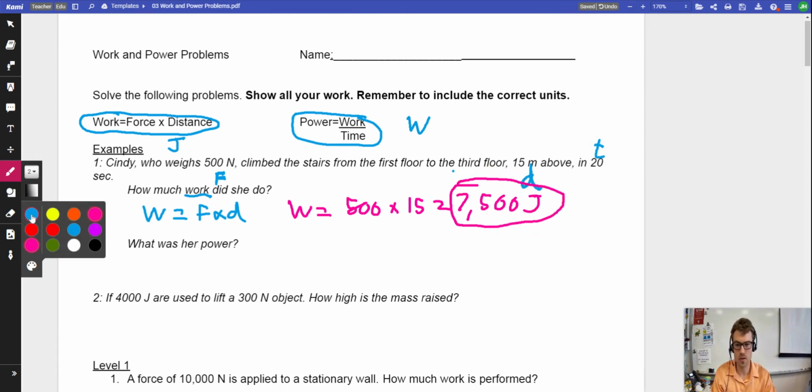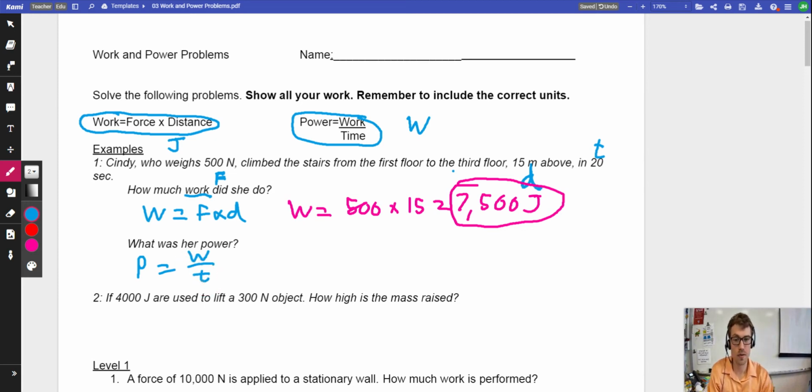So now for the second question, it says, what is her power? So let's refresh ourselves. Power is equal to work divided by time. Now, in the first time that we did these questions, we were struggling a little bit with solving for power, because a lot of people were trying to find the work and using the wrong number for that. We have just calculated the amount of work that she did. We said that she did 7,500 joules of work. So that's what we're going to put in here for the work.